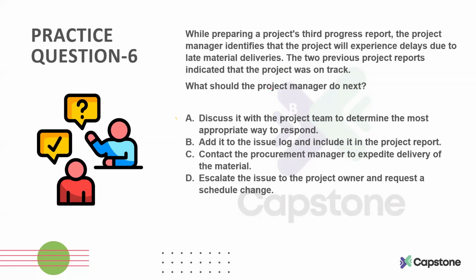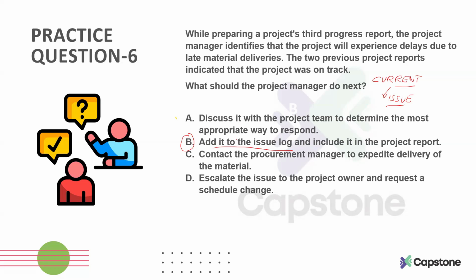So what is happening here, basically, is a problem that you have identified, a current situation. Whenever you identify something problematic, an issue that is happening right now, we call it an issue. So this is an issue that you have identified: now you are not on track, whereas previously you were on track. Whenever you identify any issue, the first thing you need to do is add it to the issue log, and then maybe you can include it in the project report.